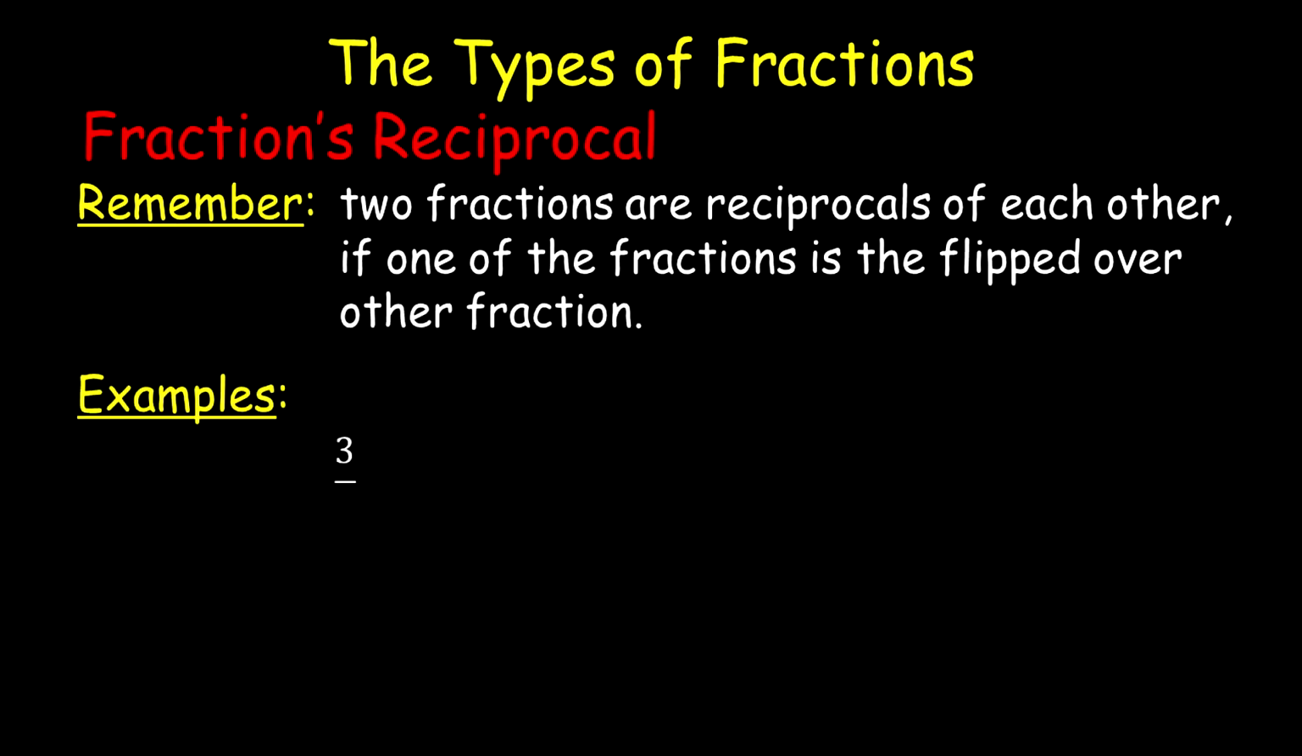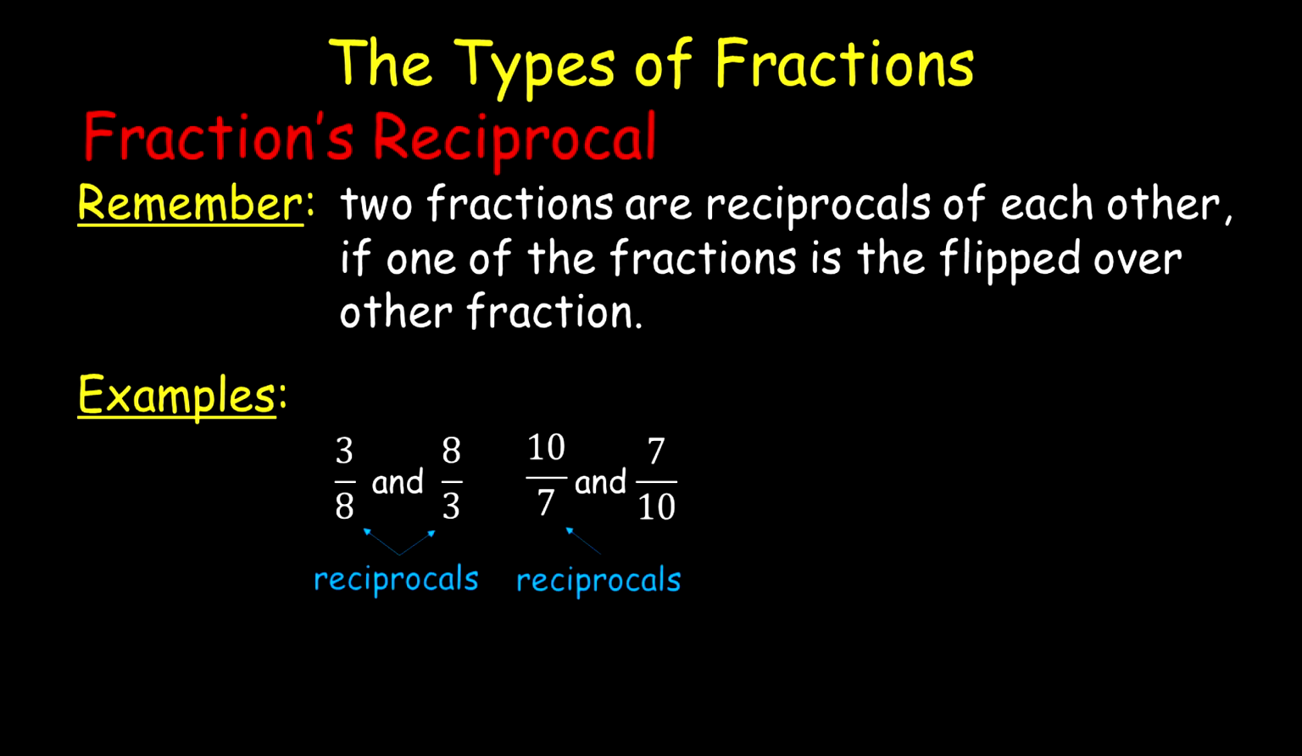For example, 3/8 and 8/3 are reciprocals. To get the reciprocal, we just have to turn one of the fractions upside down. The numerator has become the denominator and the denominator has become the numerator. The other examples are 10/7 and 7/10, where the numerator and the denominator are switched. 4/9 and 9/4 are also reciprocals.